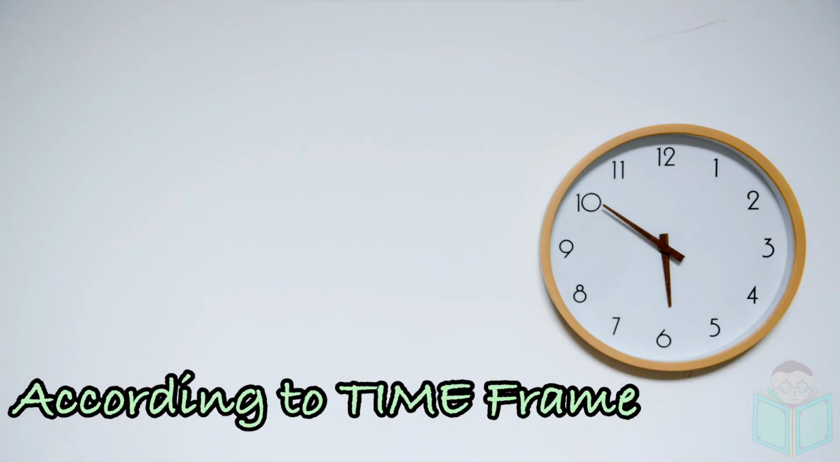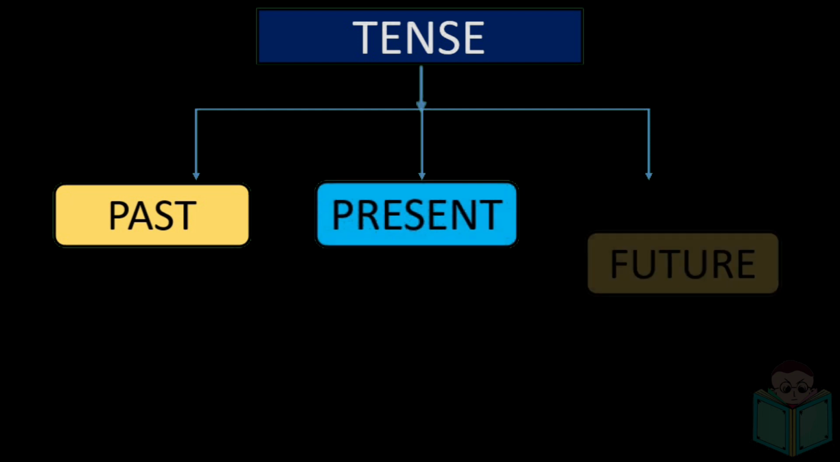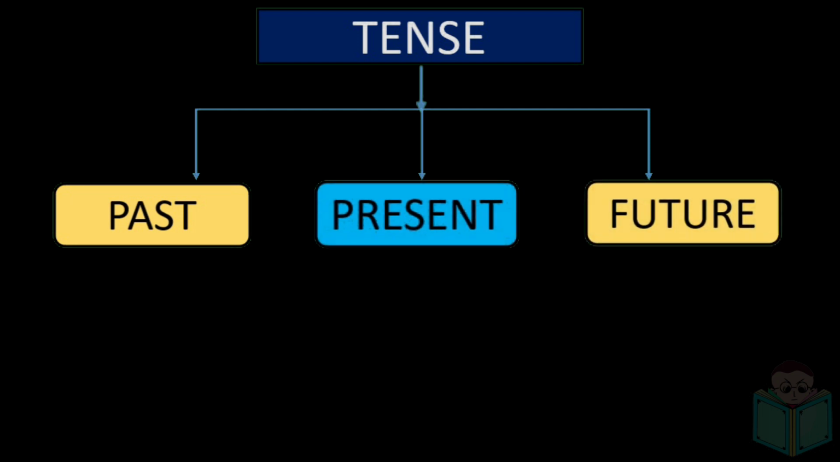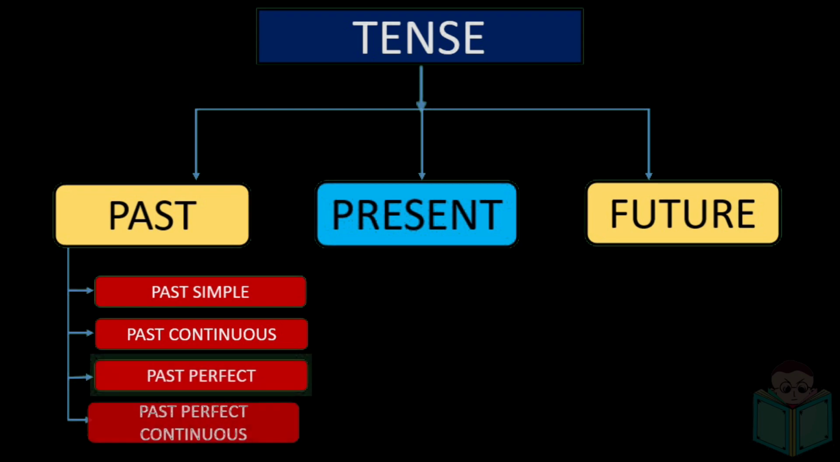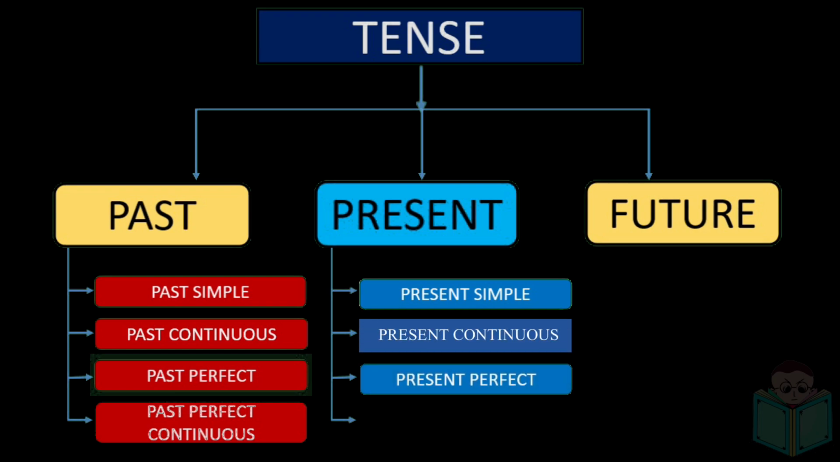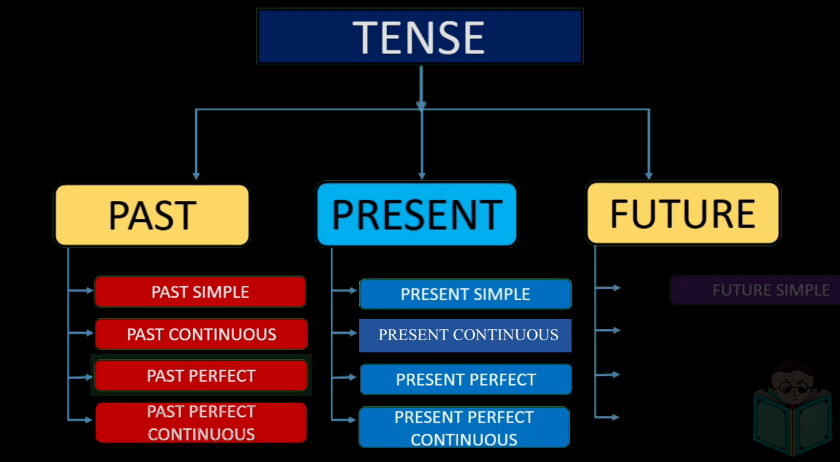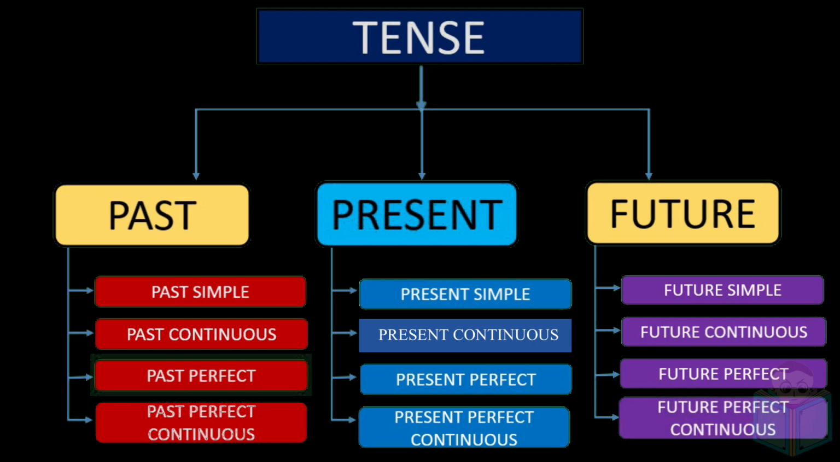So according to the time frame, tenses are divided into three forms: the past, the present, and the future. Each of the past, present and future tenses are subdivided into four main categories as: for past, they are past simple, past continuous, past perfect, and past perfect continuous. For present, they are present simple, present continuous, present perfect, and present perfect continuous. And for future, they are future simple, future continuous, future perfect, future perfect continuous.